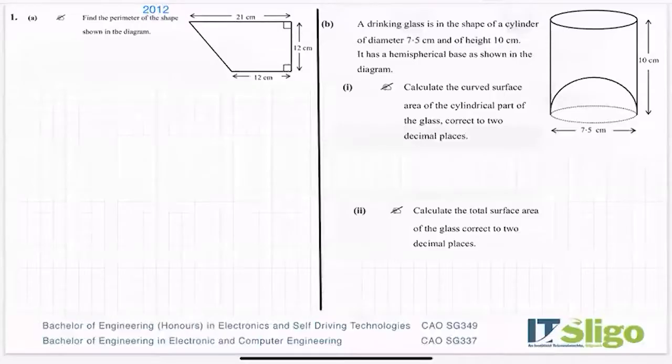Right, the 2012 question on area and volume. Find the perimeter of the shape shown in the diagram. Okay, so perimeter, I always say walk the walk. So pick a corner, let's pick that one, and you walk around the shape to get the perimeter.